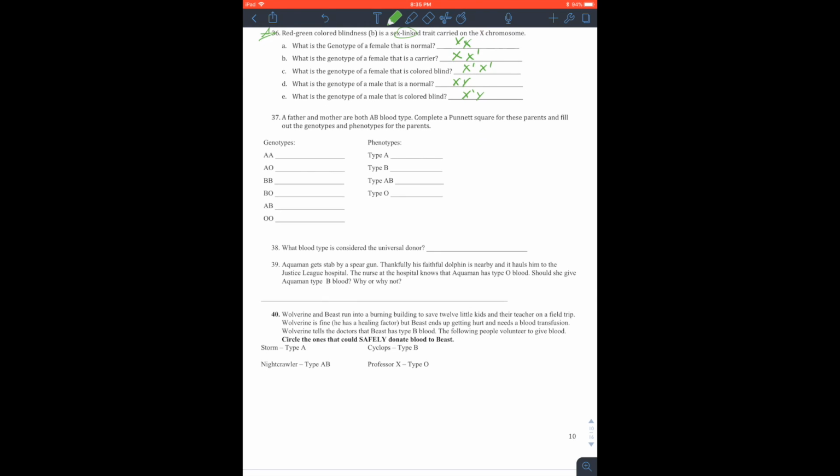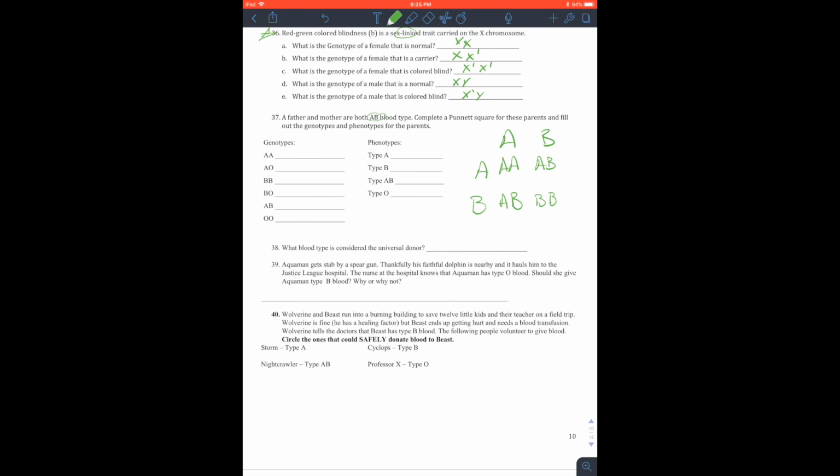A father and mother are both AB blood. Okay, so they're going to be AB and AB. Complete a Punnett square for these parents and fill in the genotypes for the parents. Okay, so mother and father are AB. Complete it. We're going to fill it out. So I could have an AA child, an AB child, an AB child, or a BB child.